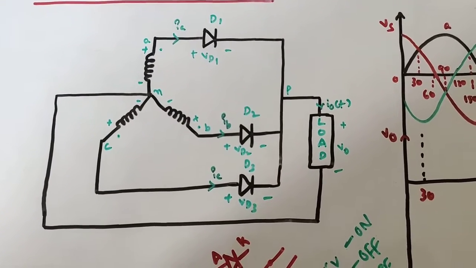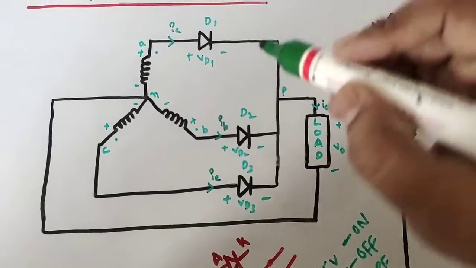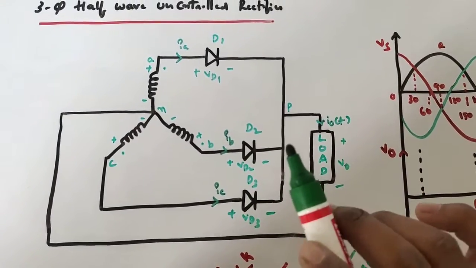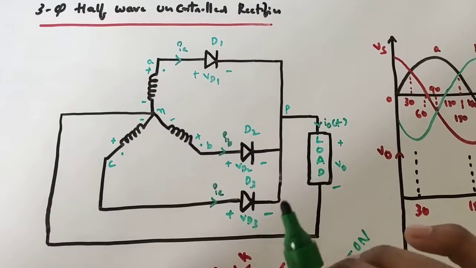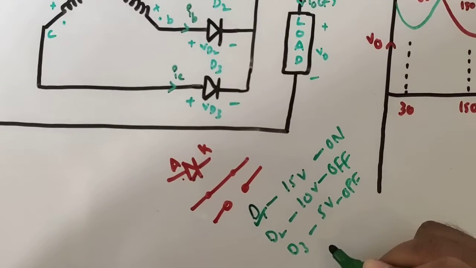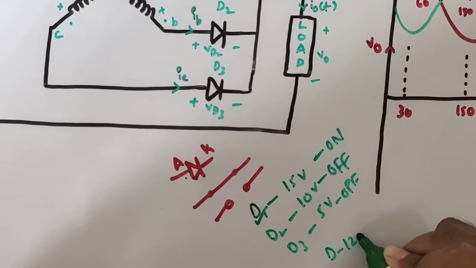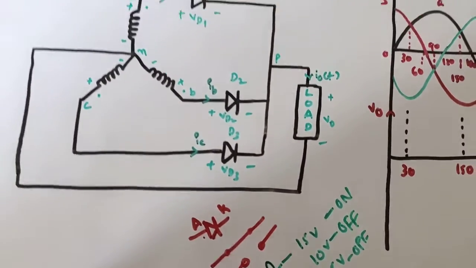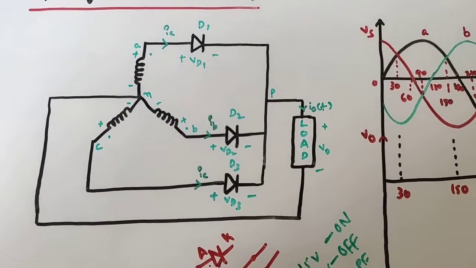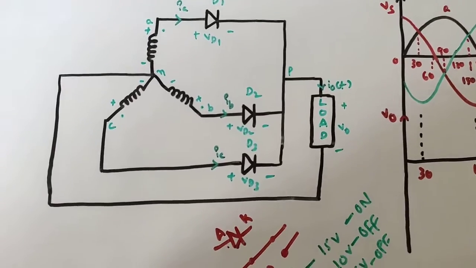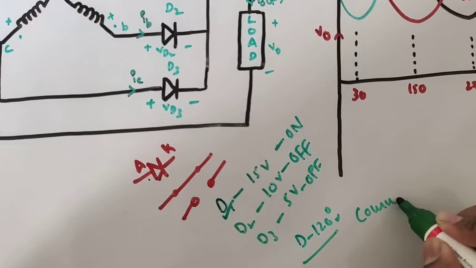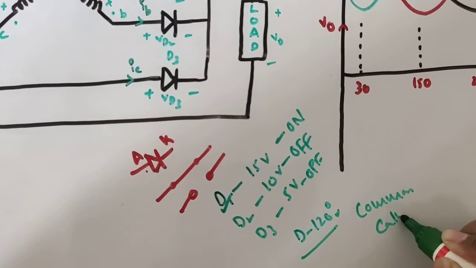Yes, so this is the analysis, right? And you have to remember one thing: in a three-phase half-wave uncontrolled rectifier, each and every diode is going to be conducting for 120 degrees, right? Each and every diode is conducting for 120 degrees. Now let me draw the waveforms, and this configuration is called the common cathode configuration.